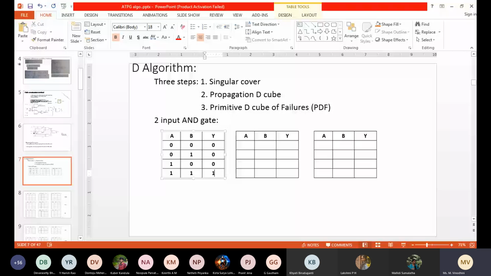Next step, this table I have kept to tell you how to get the singular cover for a 2 input AND gate. Please listen. Look at this truth table. With respect to the output, I have output as either 0 or output as 1. Let me now split this into 2 groups. First group is the group with output 0 and the other is the group with output 1.